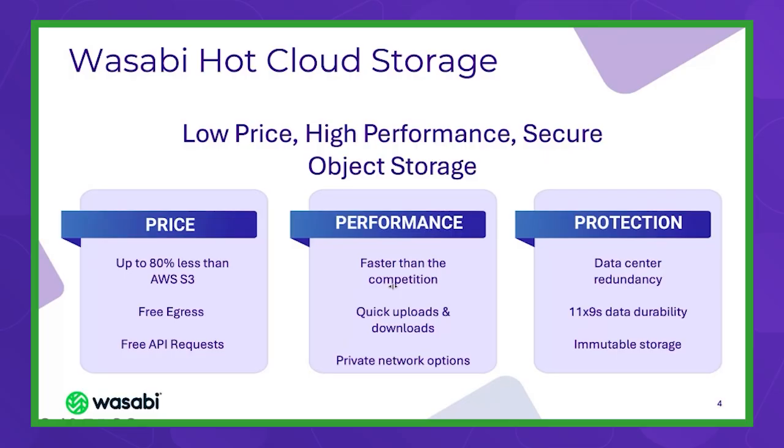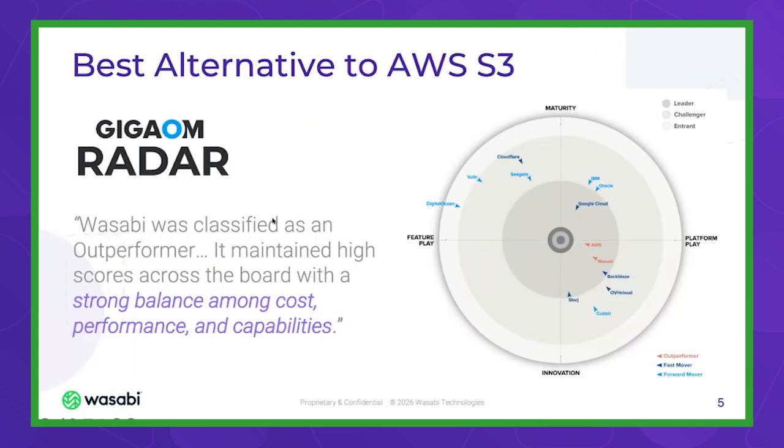So, across all of this, Wasabi really has proven ourselves to be the fastest growing pure play cloud storage vendor with these value propositions. That was recently validated by GigaOM in their recent report, listing us as the best alternative to AWS and classifying us as an outperformer because we were balancing across cost, performance, and capabilities.